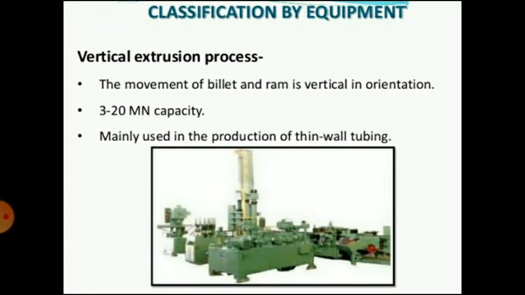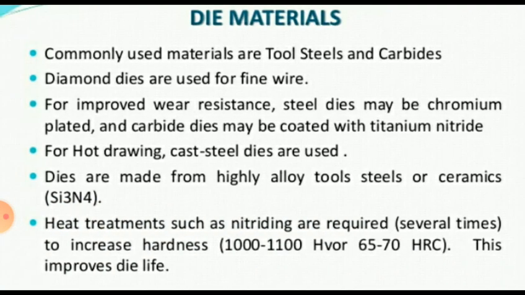Then the vertical extrusion process. The movement of the billet and the ram is vertical in orientation, and it is mainly used for the production of thin wall tubing. The commonly used die materials are tool steels and carbides. Diamond dies are used for fine wire. For improved wear resistance, steel dies may be chromium plated and carbide dies may be coated with titanium nitride.